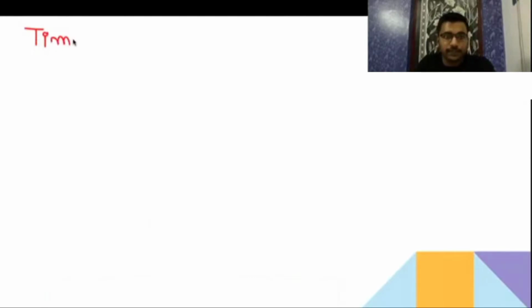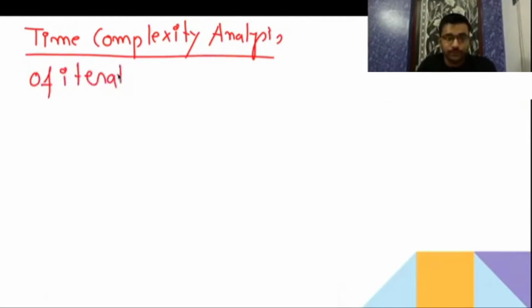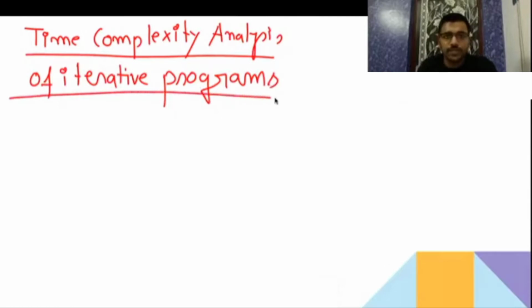Time complexity analysis of iterative programs. Iterative program means like a for loop from 1 to n running, or a while loop, which does not have a function call. Recursion is not there, just iteration is there. One by one, for that kind of questions we need to find the time complexity.